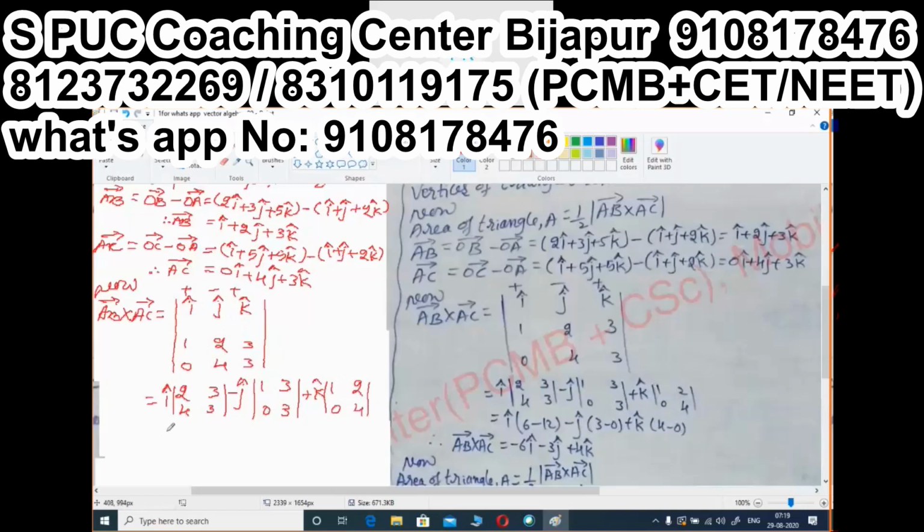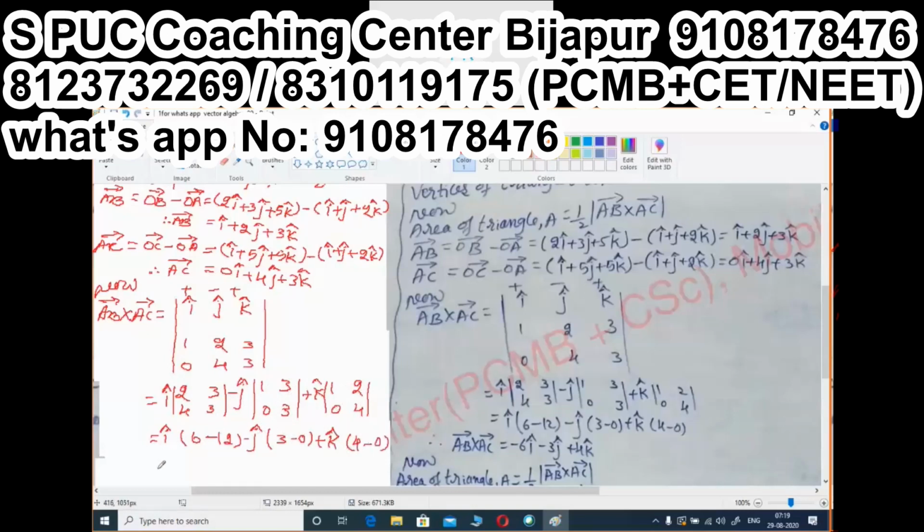Next you do the simplification and tell me what you are going to get. I cap of 2 into 3 is 6, minus 4 into 3 is 12. Next, minus J cap of 1 into 3, that is 3, minus 0 into 3, that is 0 only. Next, plus K cap of 1 into 4, 4, minus 0 into 2, 0.